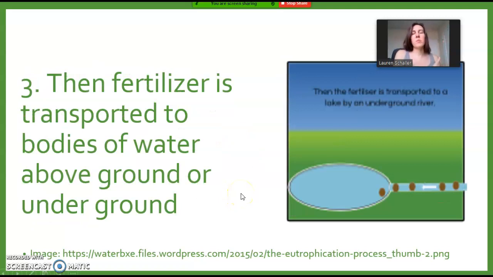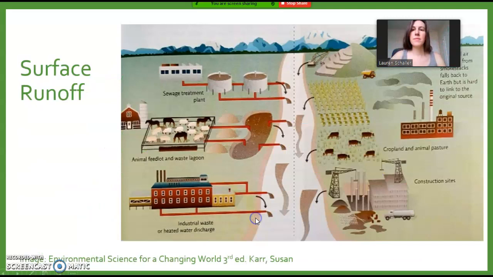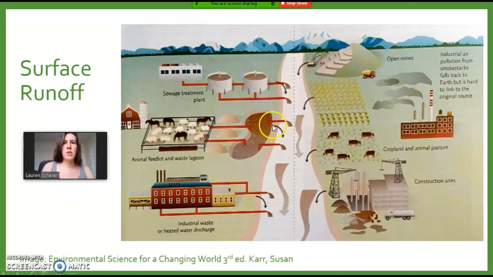Then the fertilizer makes its way somehow into a body of water, and it can do this above ground, or this could happen underground, actually. And see this little picture, you can see the little lumps of brown getting into the body of water. So basically, a whole ton of nutrients are going into the water. And this could be in the ocean, it could be a lake, it could be a river, it could be anything. This is part of surface runoff. If you look at the picture here, there's sewage, there's a lot of different sources of pollution from surface runoff. And what we're looking at right here, you can see these crops, and these nutrients from the crops are getting into the water.